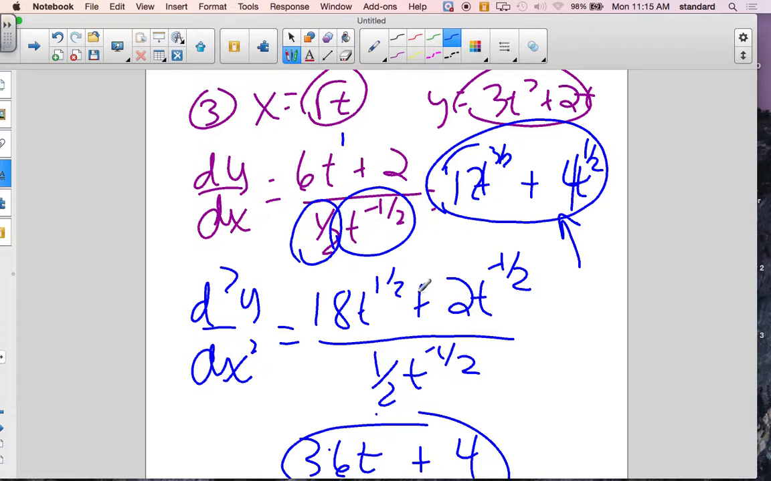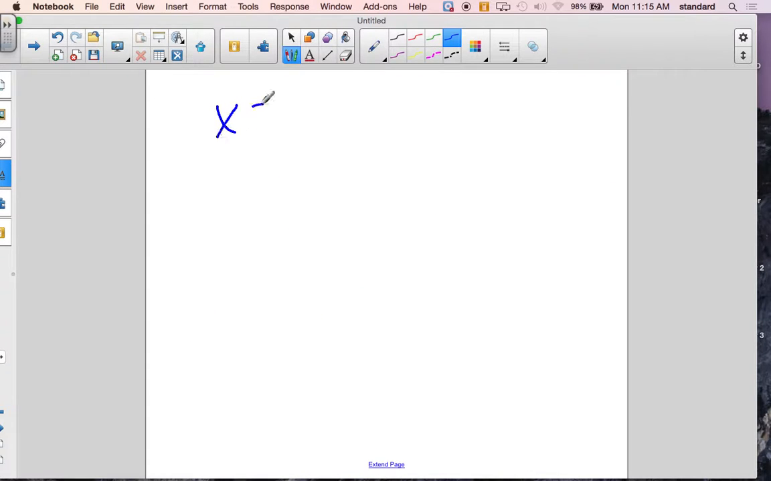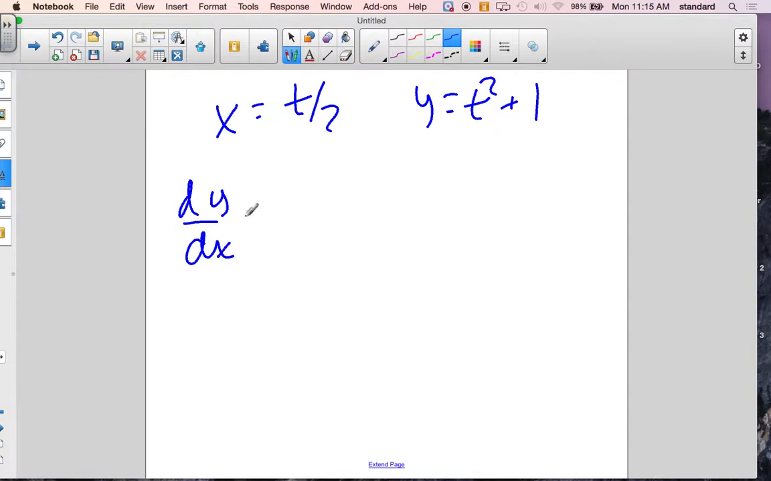Let me see if I'm saying it right. I think I'm going to say too much to wrap my own head around it, so let's make it easy. Let's say x is equal to t over 2 and y is equal to t squared plus 1. Now I ask you for dy over dx. You have two options really. I would do option 1 that I'm teaching you today: 2t over 1/2, which is 4t.